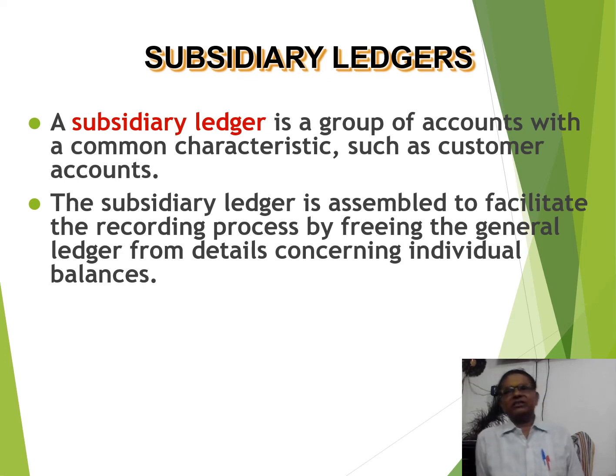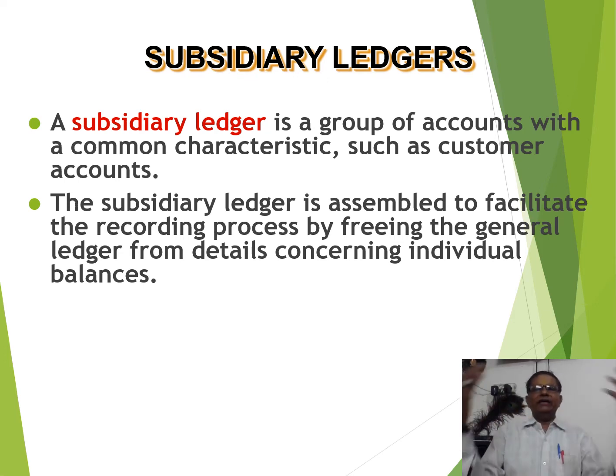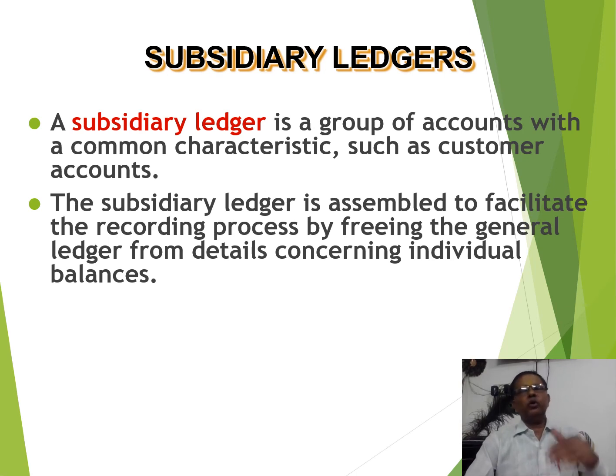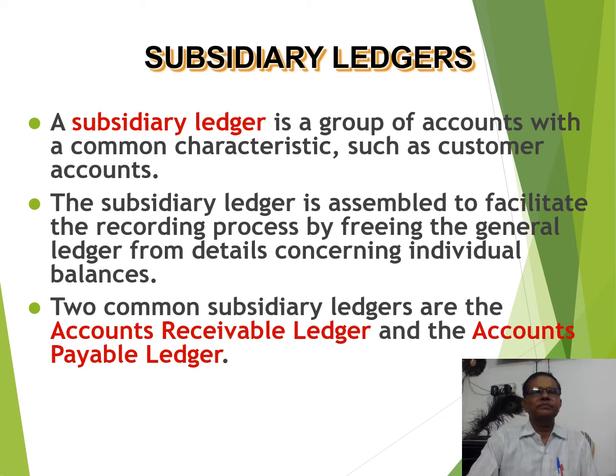when transactions become bigger and bigger. In the case of a large organization, transactions are in n numbers, so the volume of entries in one place becomes very large. So we are dividing it, segregating it into different parts. Two common subsidiary ledgers are bills receivable and bills payable, in short known as BR and BP.